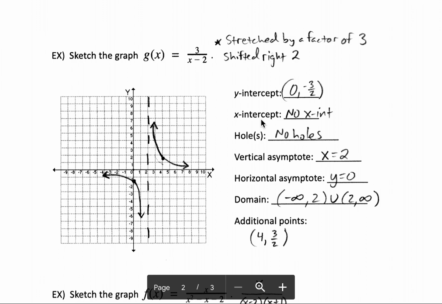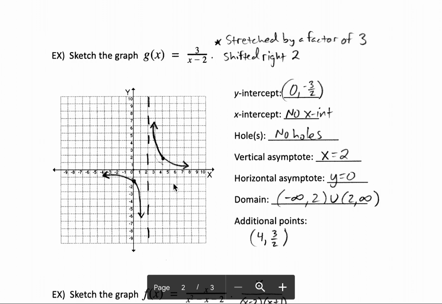To find x-intercepts, we need our output to be 0 because our y values are 0 on the x-axis. And for rational functions, that means that you want to find zeros of the numerator, because if the numerator is 0, the whole function is 0. So we're just finding zeros of the numerator. In this case, we don't have any inputs, so we don't have any x-intercepts.